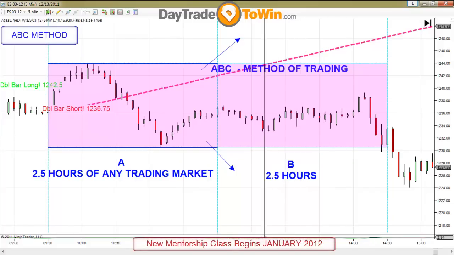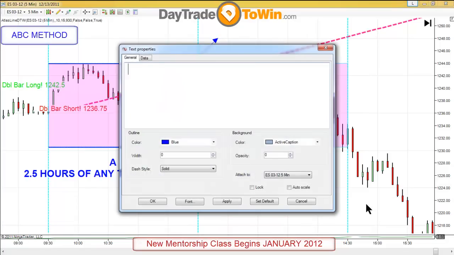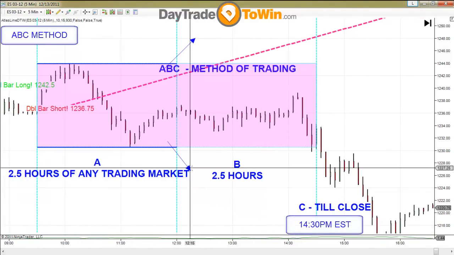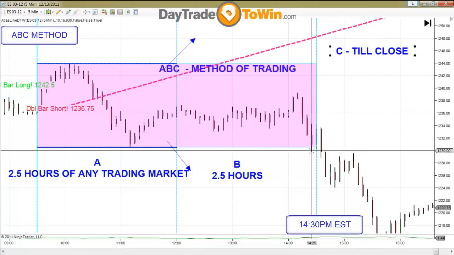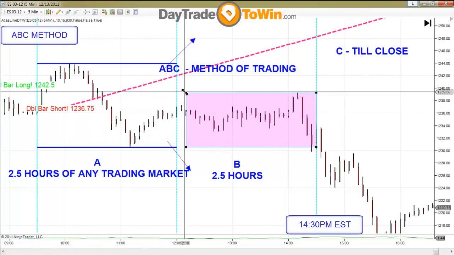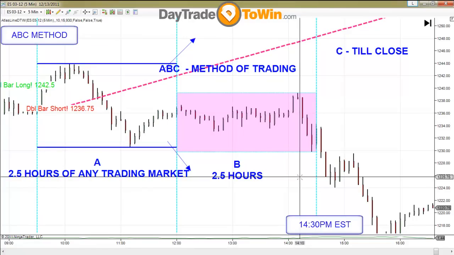Now, once B is over, it's called the ABC pattern because we have C, the last part of the day here, which occurs from C until the close. And I'm going to look at a relationship just like I did from A to B and B to C. I'm looking for something to happen in C. And as you can see, I'm taking the range of B as you see it here to tell me if the market is going to have a late day rally, late day sell-off. It's going to start to trend into the end of the day.